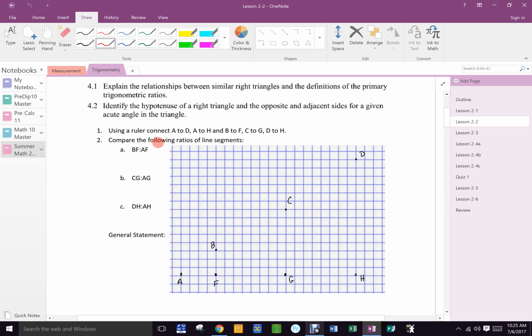We're not going to use rulers. We're just going to sketch it freehand. But we are going to connect A all the way out to D, A all the way out to H. Actually, we're not going to do that. I'm going to change my mind. We're just going to go A to B. So everybody draw a line from A to B and A to F and then B to F.